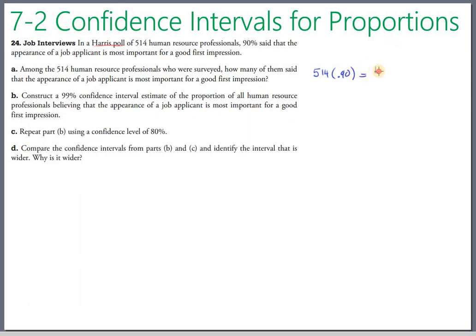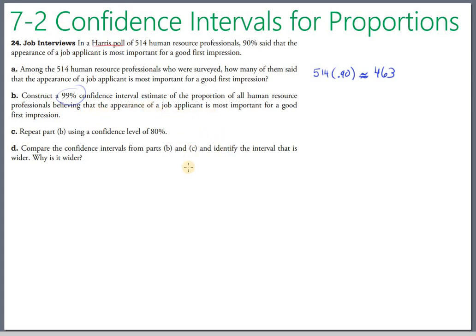So I'll say 463 to the nearest whole number. Okay, so part B then says construct a 99% confidence interval. So we're going to go a little wider. We're going to cover a little bit more of the curve. Construct a 99% confidence interval estimate for the proportion of all human resources professionals believing appearance is the most important thing.